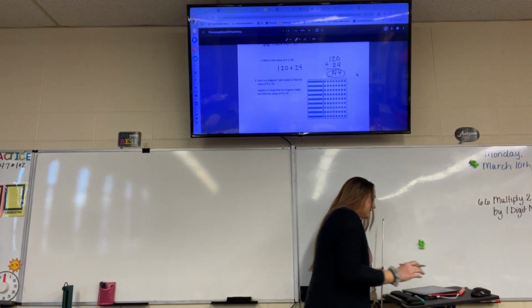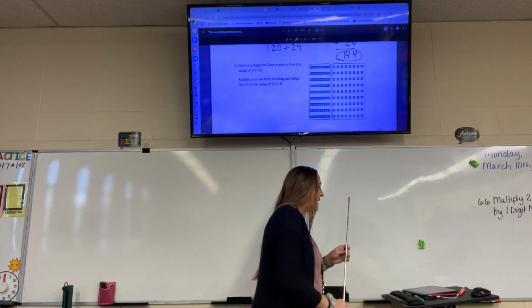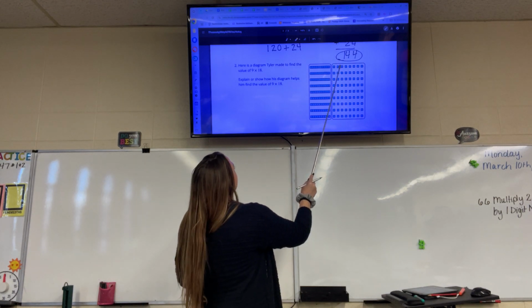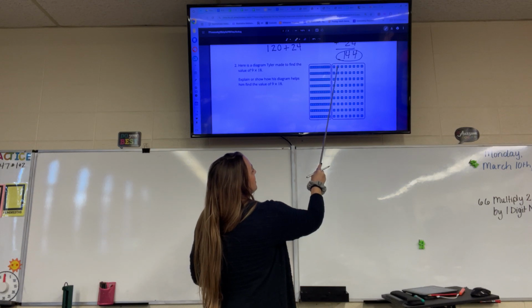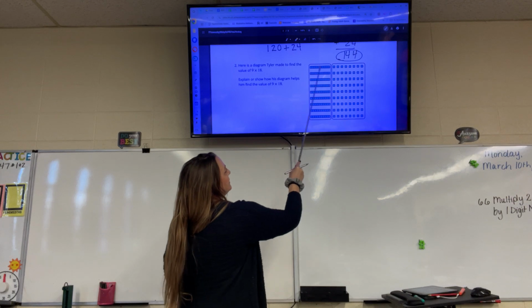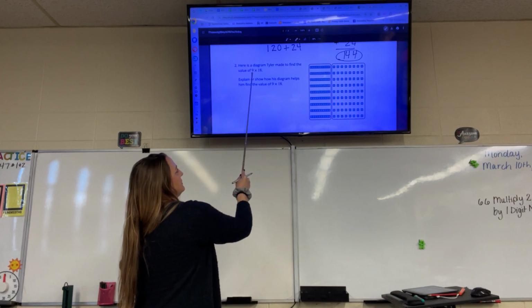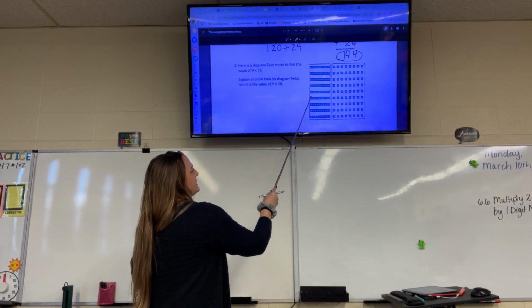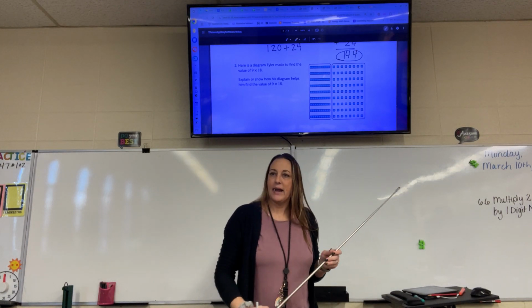Okay. Here's a diagram Tyler made to find the value of 9 times 18. Do you guys see the 18? There's 10, 11, 12, 13, 14, 15, 16, 17, 18. So each row has 18. And how many rows do you think there are? 9. Let's see. 1, 2, 3, 4, 5, 6, 7, 8, 9. So he did 9 rows of 18, right?